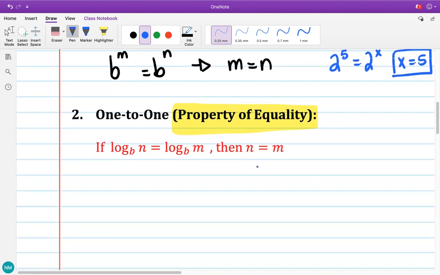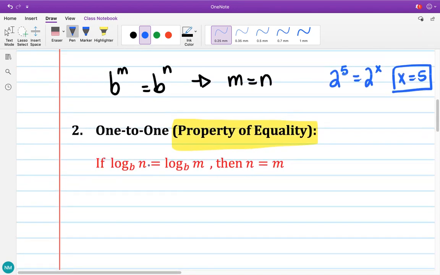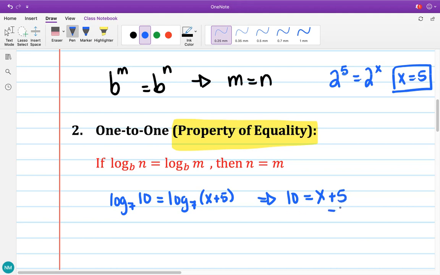So same concept with logarithms, okay? If log base b of n is equal to log base b of m, notice that it has the same base, so the base has to be the same, then n has to equal m. So an example of this would be if I'm given log base 7 of 10 is equal to log base 7 of x plus 5, then I know that has to mean that 10 is equal to x plus 5, and then I can solve for x. Minus 5, x is equal to 5.